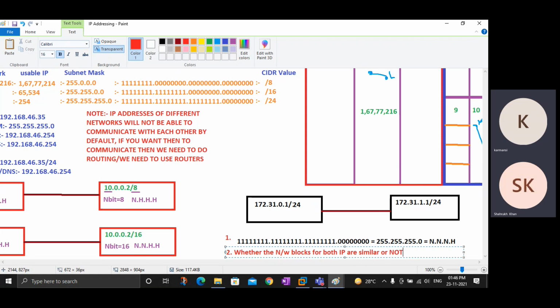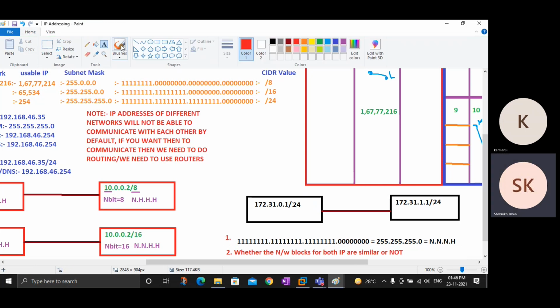So in this case, they are similar and it's the same number of blocks, so they can communicate. Nope, they are not similar. Check again. The network blocks should be similar. How many network blocks did we get here? According to this /24, we got 3 network blocks. If we see, the first block for both, 172, is similar. The next is 31, it is also similar, but here we have 0 and here we have 1. So they are not similar. They will not be able to communicate.